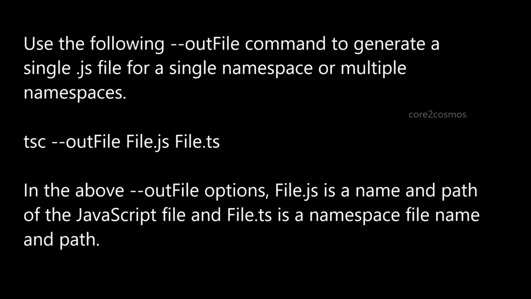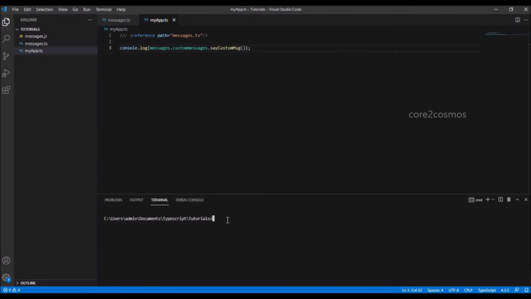In order to compile the namespace, use the following outFile command to generate a single .js file for a single namespace or multiple namespaces. In the above outFile option, file.js is the name and path of the JavaScript file, and file.ts is the namespace file name and path. Let us now compile the namespace into a single file.